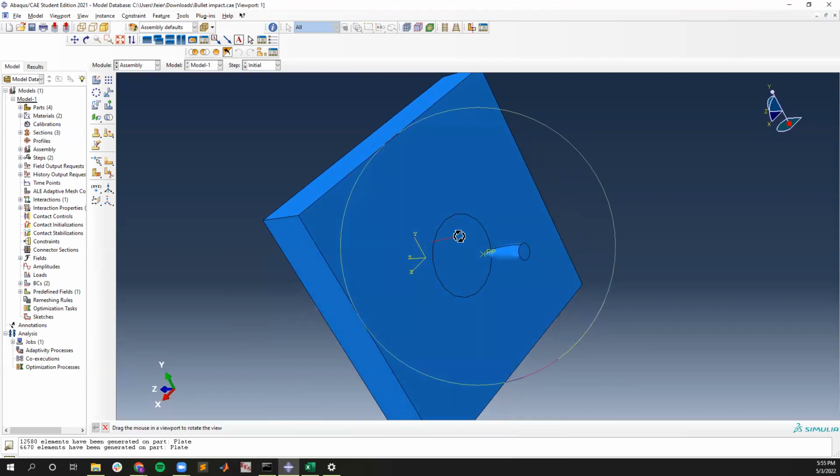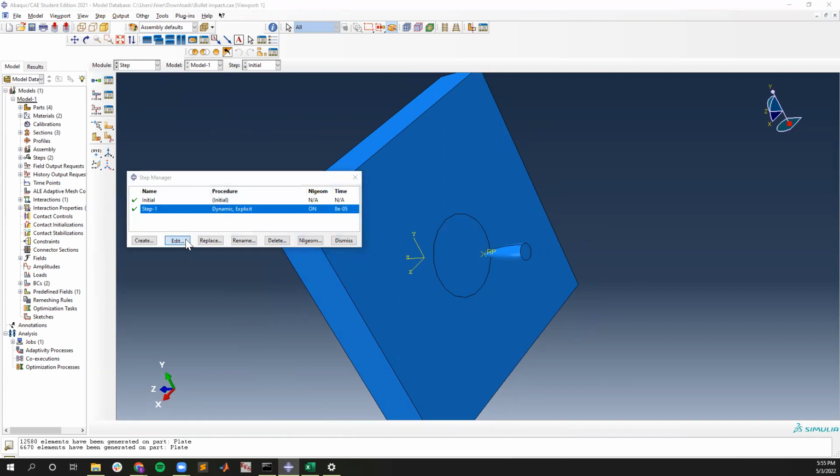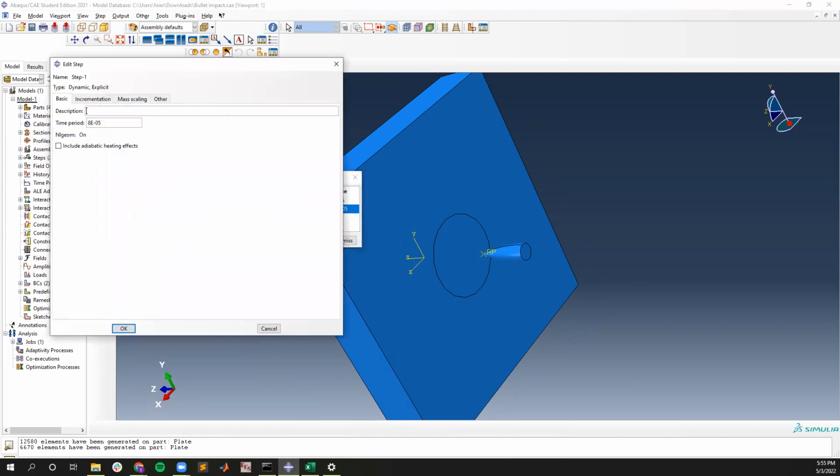So after this, I created a new step that is called a dynamic explicit step, shown right here. So there are numerous reasons I chose a dynamic explicit step over a dynamic implicit step. First and foremost, the explicit step requires much less computational time and power, due to the fact that there are many fewer equations that need to be solved during the analysis. And with these large models of upwards of 10,000 to 12,000 elements, as you'll see, the time and amount of equations for each element begins to matter more and more.